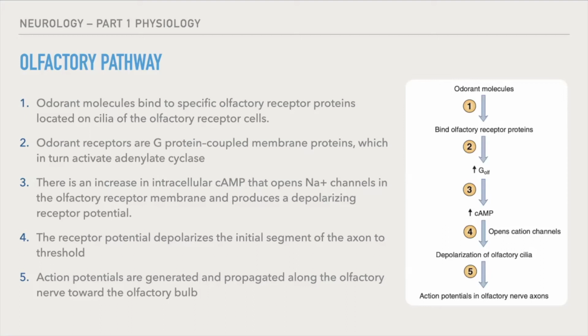And the odorant receptors are G protein coupled membrane proteins, which in turn activate the adenylate cyclase, which will lead to an increase in the intracellular cAMP. And this will open the sodium channels in the olfactory receptor membrane and produce a depolarizing receptor potential. The receptor potential depolarizes the initial segment of the axon, and action potentials are generated and propagated along the olfactory nerve towards the olfactory bulb.